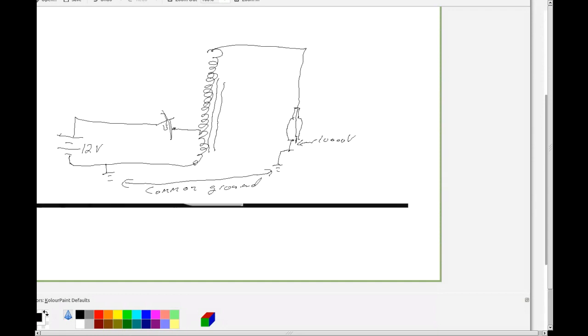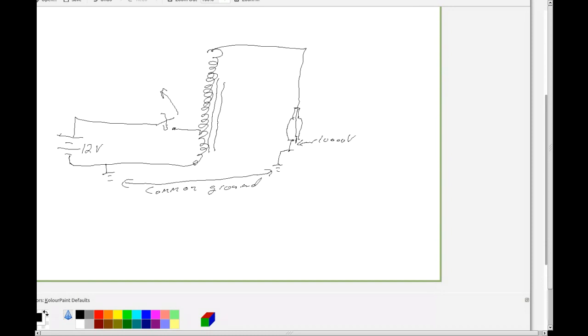So you close the switch over here for an instant, that energizes this coil, and then you open this switch, it opens back up. When the switch opens back up, it generates this huge voltage that then allows it to jump from this conductor here to ground and get a spark to ignite the engine.